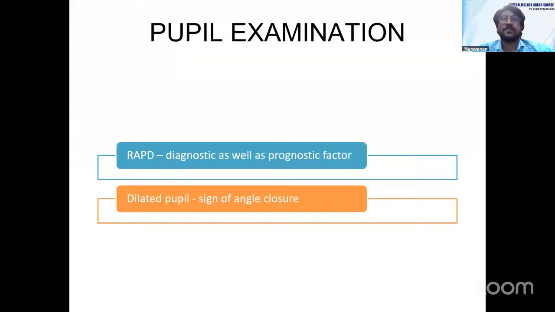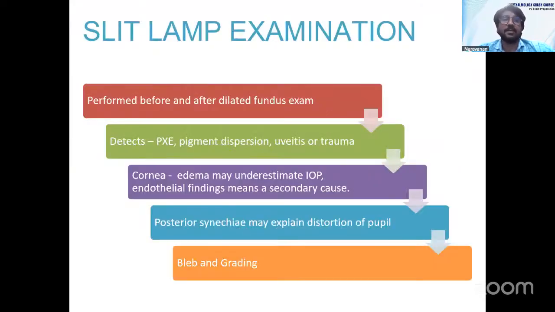neovascularization, etc. And when you are doing a slit lamp examination, make sure you look at other signs of secondary glaucoma, which include pseudoexfoliation, pigment dispersion, the Krukenberg spindle, telltale signs of uveitis, history of old trauma, and if there is any kind of posterior synechiae.